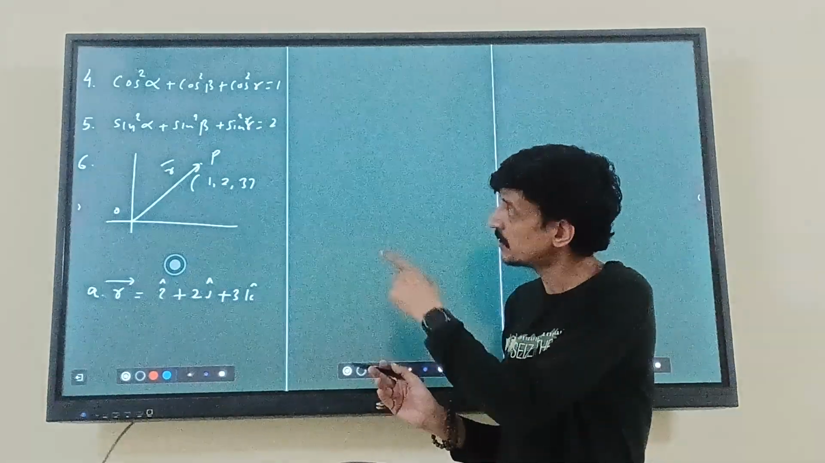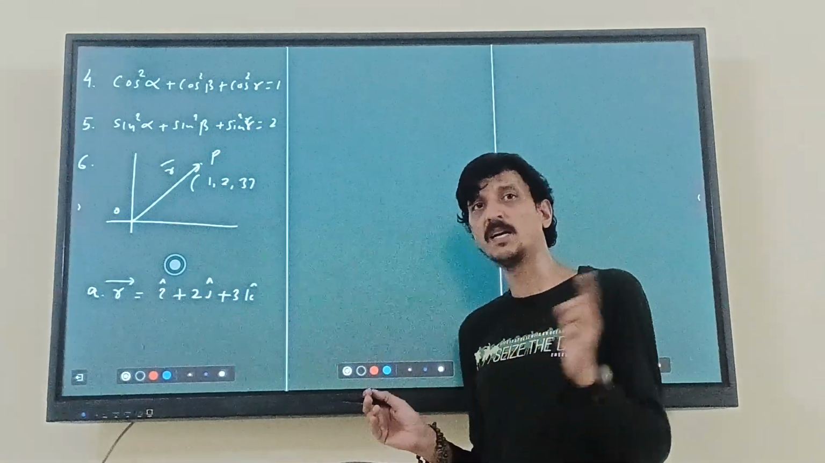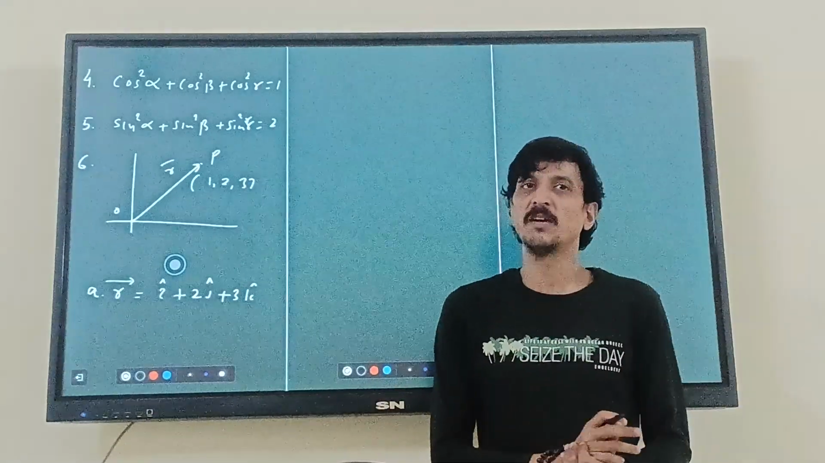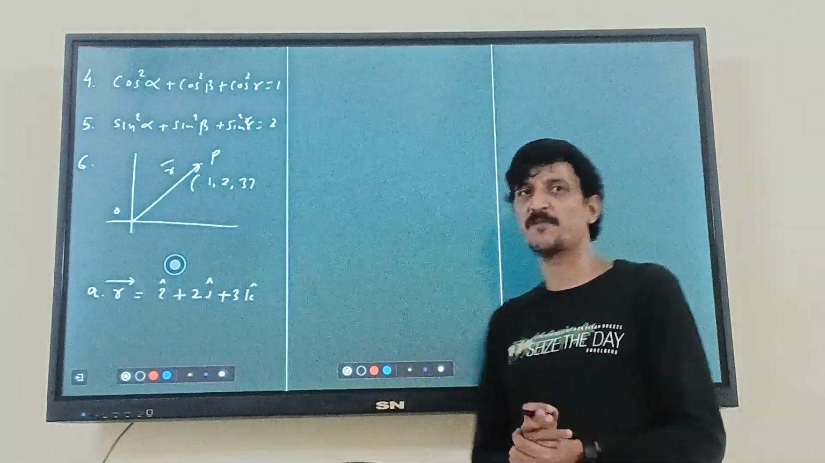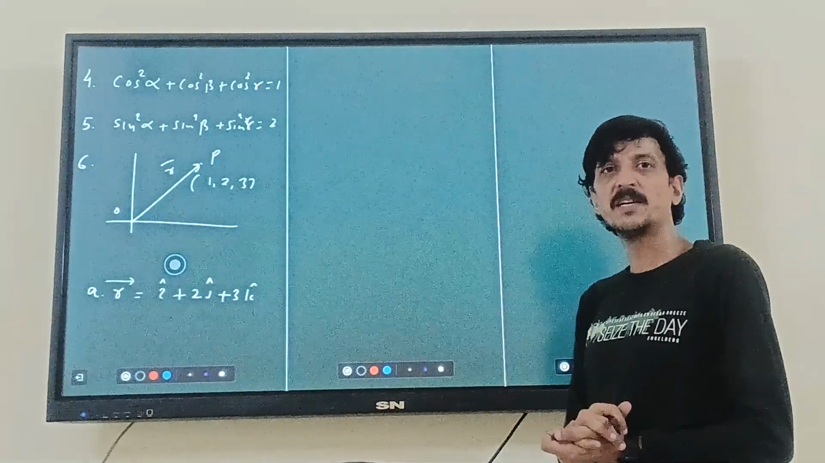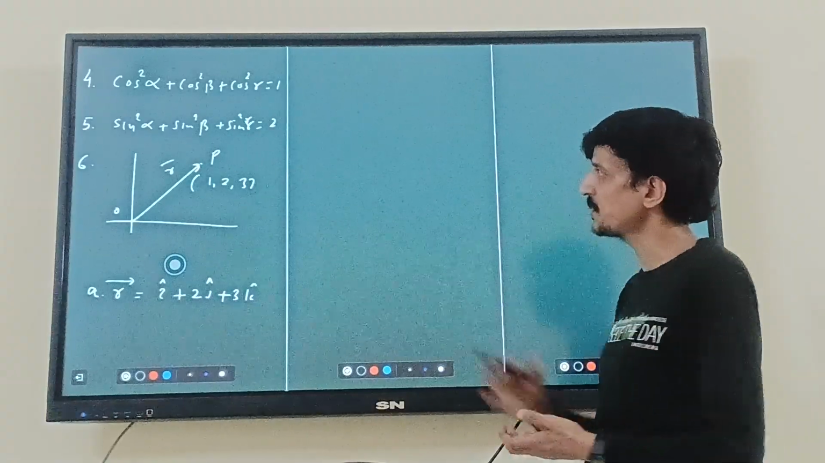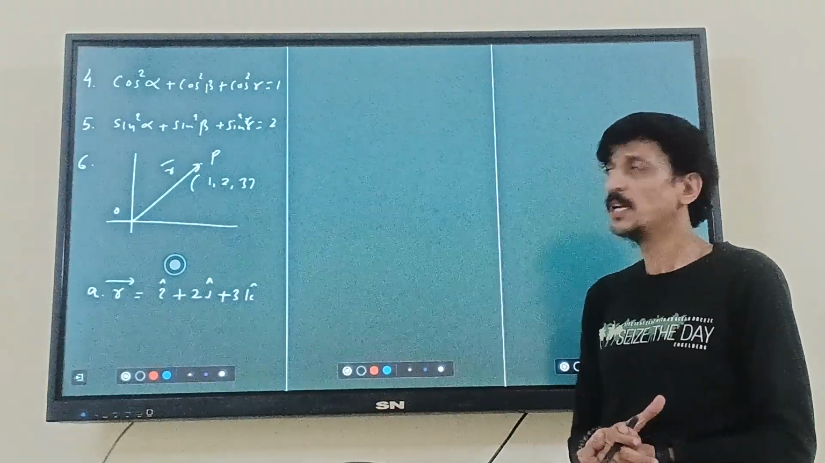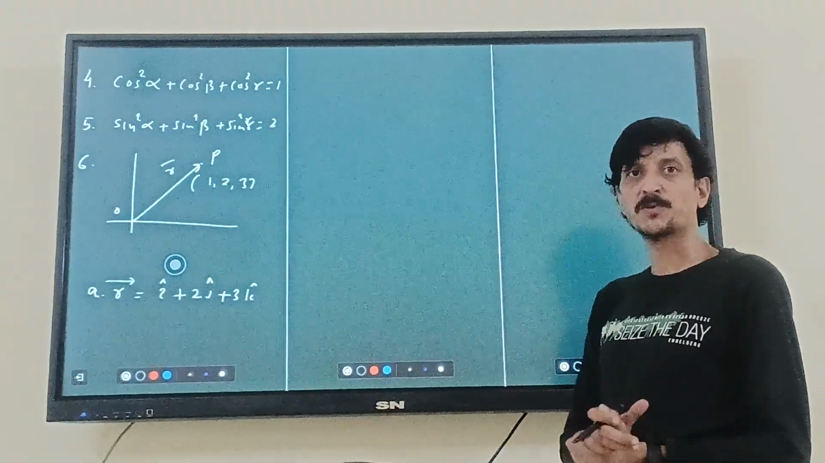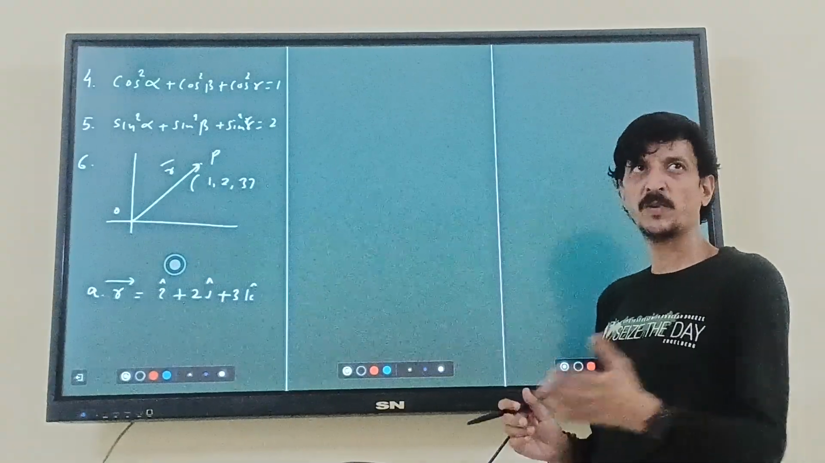Now let's do one thing. In the sixth part, let's apply all of what we have learned during step 1 to step 5. So the point is given, it has coordinates 1, 2, 3. The first question is the position vector with respect to origin. So that will be i cap plus 2j cap plus 3k cap, as we have done earlier.